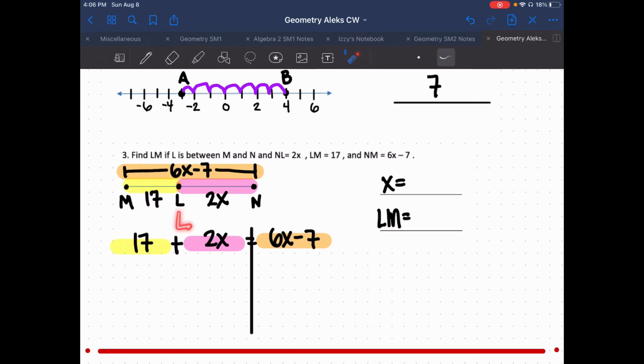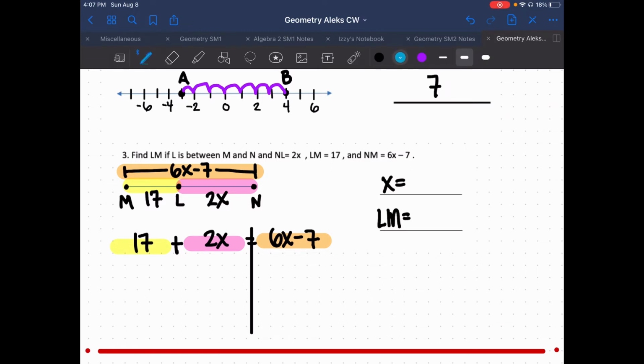Notice on the left side, there are only 2 terms. One contains the variable x, the other does not. I cannot add them together. Likewise, on the right side, I have 2 terms. One contains the variable x, the other does not, so I cannot subtract them. All right, now I'm at the point where I need to get my variable on one side.